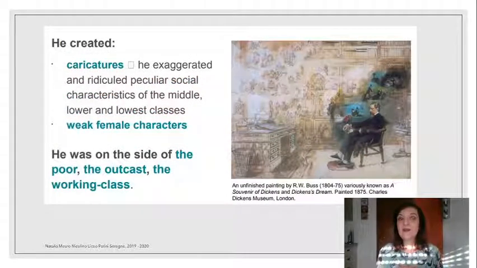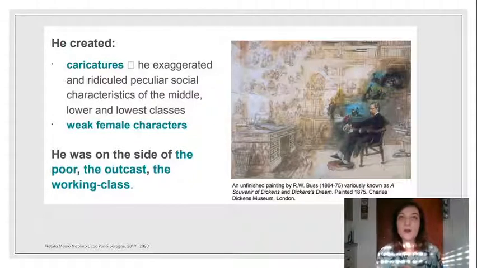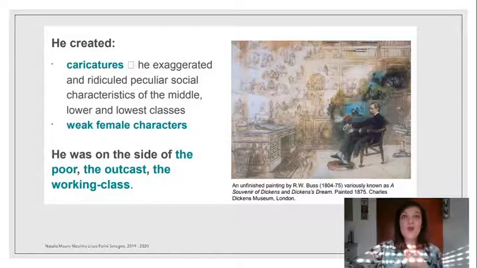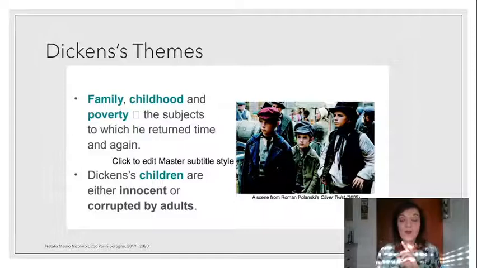We have already said that he created a lot of caricatures, and he was on the side. To be on the side means schierarsi, essere dalla parte di, of the working class, as we said, of the poor, of the outcast, of all those people whom he felt very close to, to what his life as a child had been, to all the problems that he had to face when he was young, and that, I want to remind you, he never forgot.